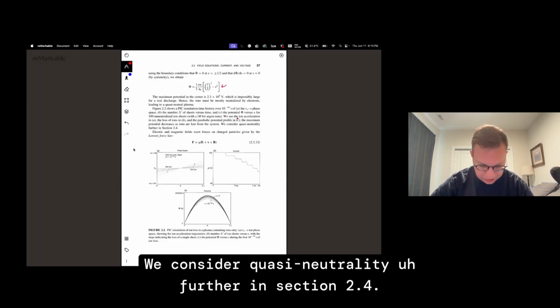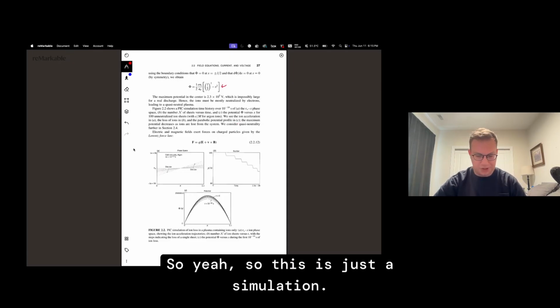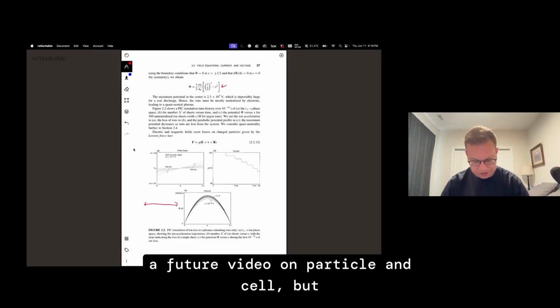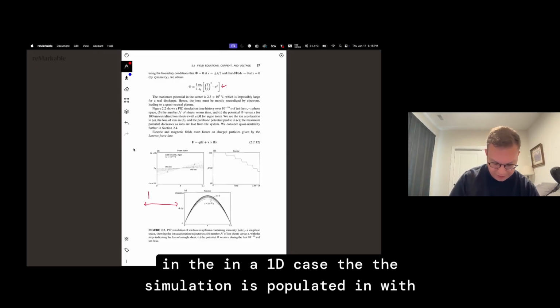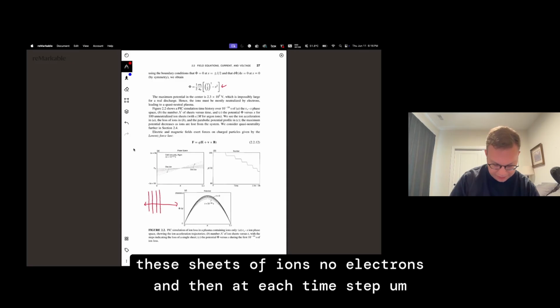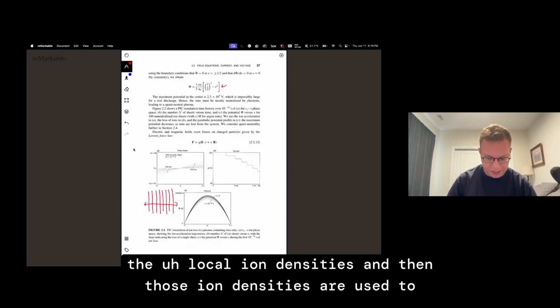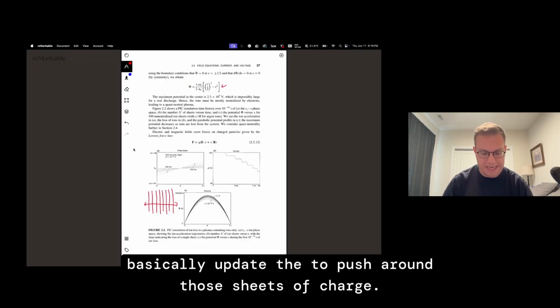We consider quasi-neutrality further in section 2.4. So this is just a simulation. Again, particle-in-cell is something I really want to go into depth on in a future video. But in a 1D case, the simulation is populated with these sheets of ions, no electrons, and then at each time step, numerically, the potential is solved for based on the local ion densities. And then those ion densities are used to update and push around those sheets of charge.